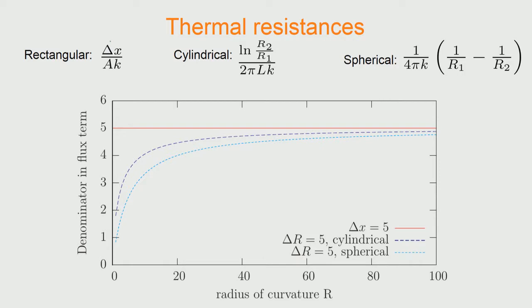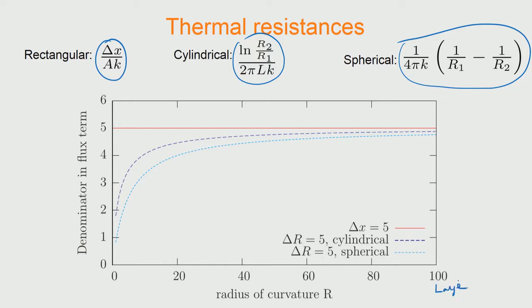In the case of the rectangular system, we got the thermal resistance as delta x by A k. In the case of cylindrical, we got it as ln r2 by r1 divided by 2 pi L k, and in the case of spherical system, we see it as 1 by 4 pi k into the difference of the inverses of the radii. Now, it implies that at large radii, all three expressions should give you the same value as the rectangular case, so we see that all three curves for these three functions will merge at very large radius.